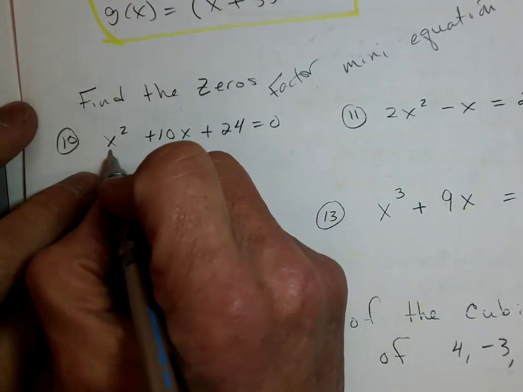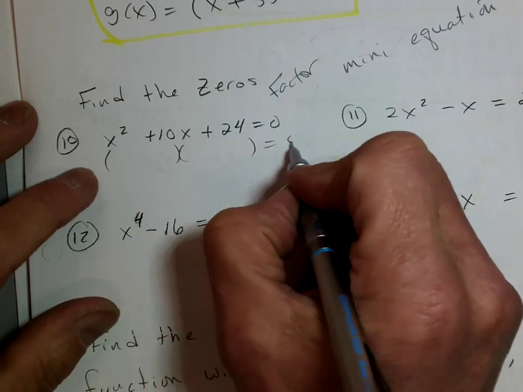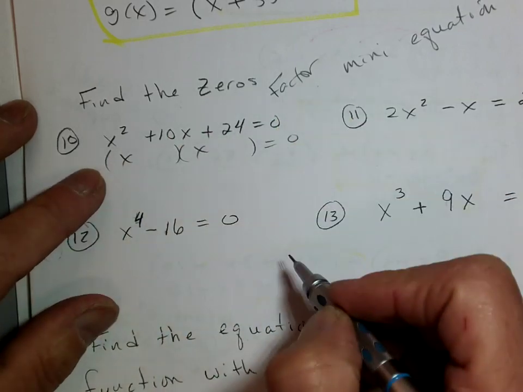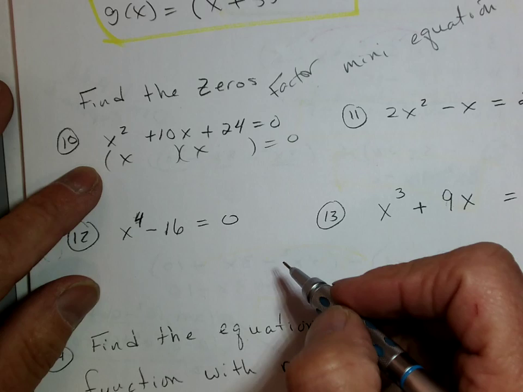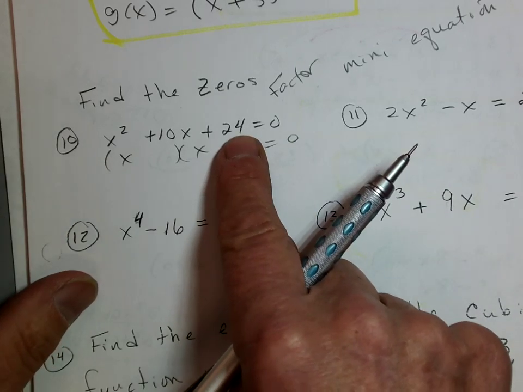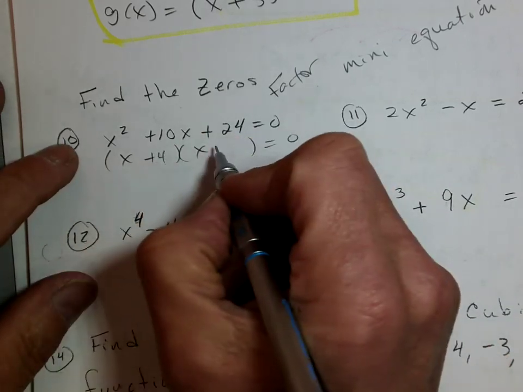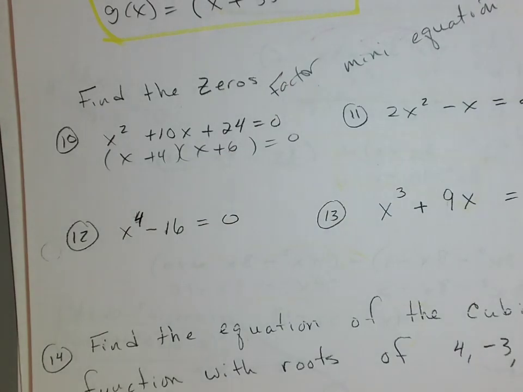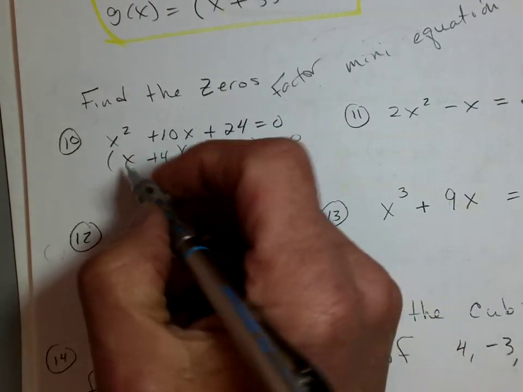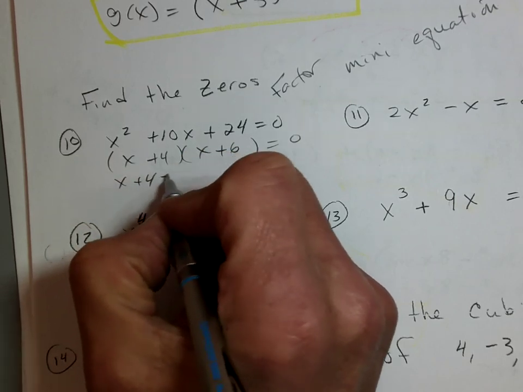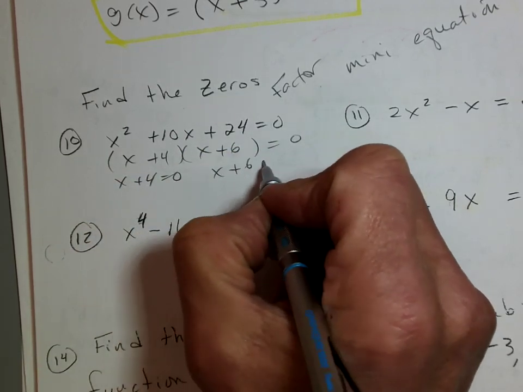Okay, I can factor this pretty easily. X. How about 4 and 6? You okay with 4 and 6 for 24? 4 and 6 plus 4 plus 6, but that's not the answer because we have to do our mini equations. We have an equal sign. It says solve, right? So okay, I can do that. I can go x plus 4 equals 0, x plus 6 equals 0.